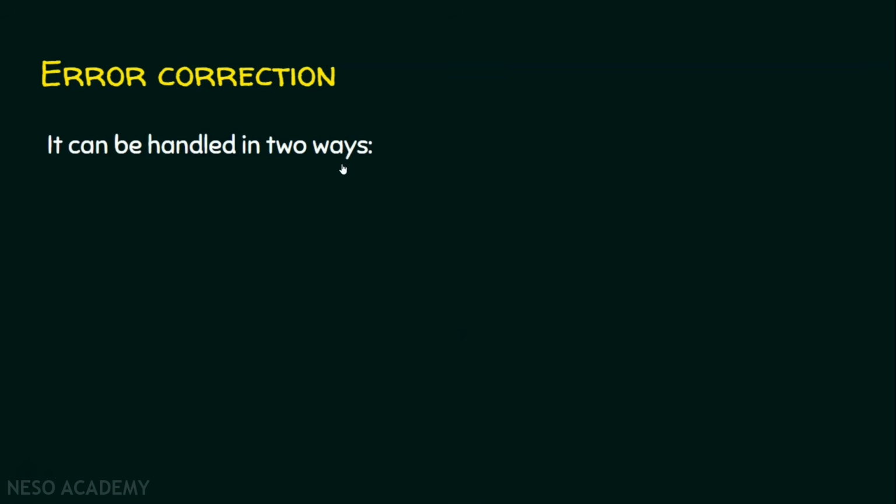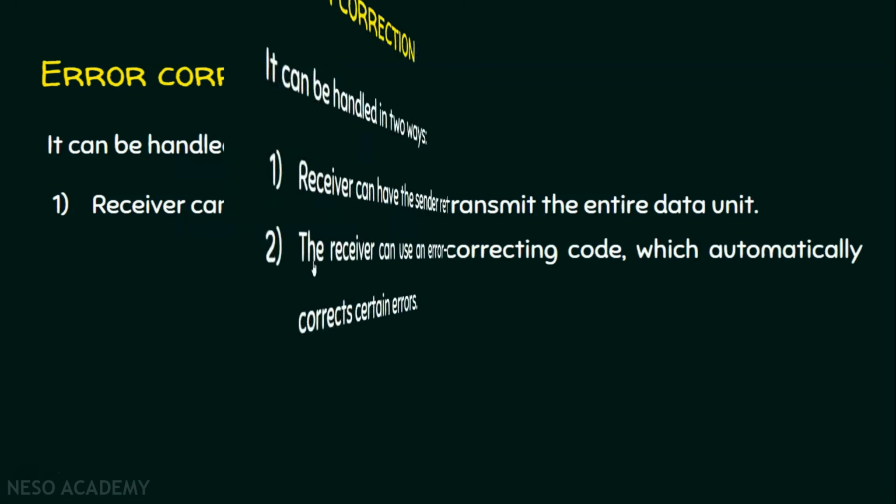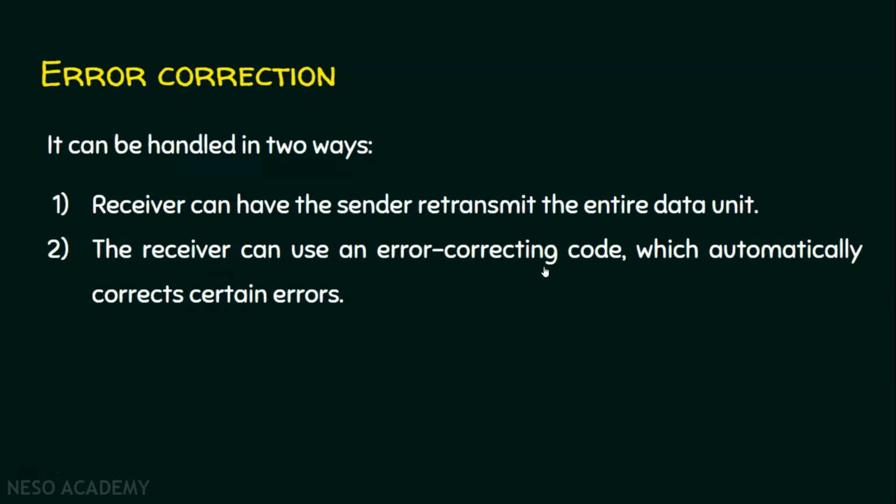It can be handled in two ways. Number one, the receiver can have the sender retransmit the entire data unit. If the receiver detects the error, it can ask the sender to retransmit the entire information. Or the receiver can use an error correcting code which automatically corrects certain errors. Error detection is normally a simple task, but error correction is somewhat difficult.